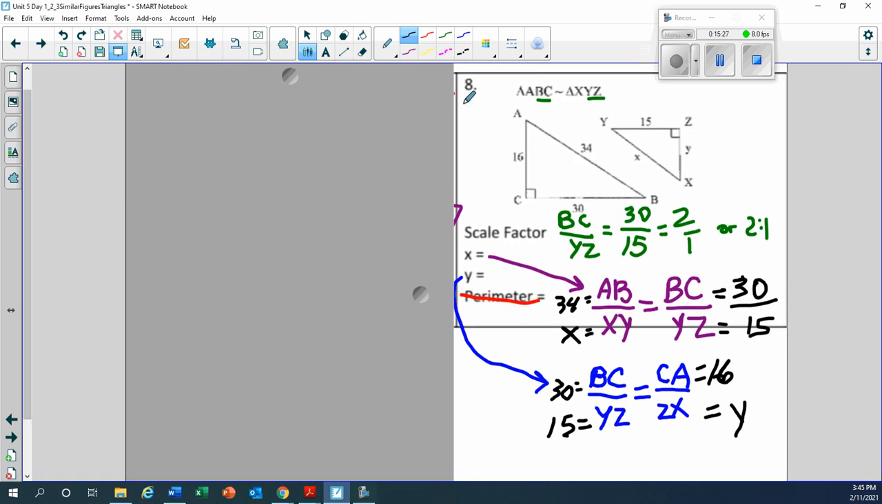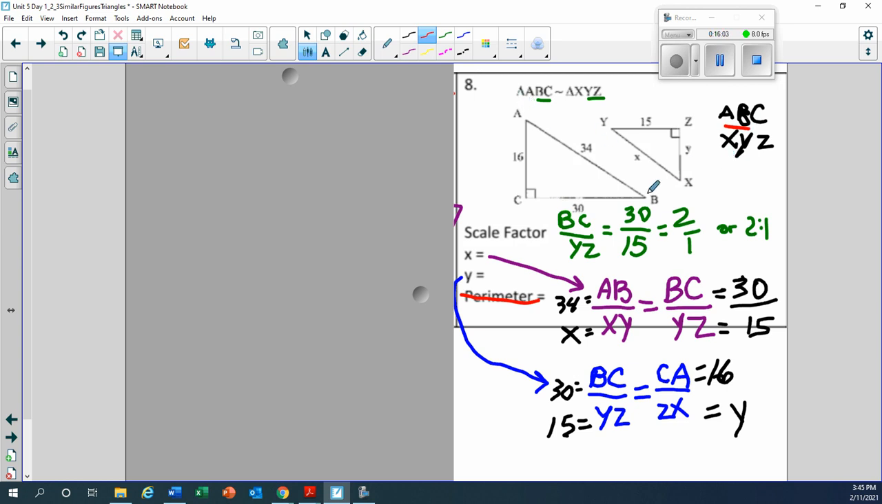Problem 8. Again, they give you the triangle congruence, so you know exactly which sides are congruent. A, B, C, X, Y, Z. You know exactly who's going to be congruent to what. Angles, of course, single letter. And sides, of course, AB to XY.